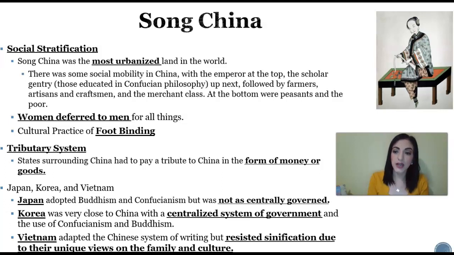Korea was very close to China in that they had a centralized system of government, and they also used Confucianism and Buddhism. So out of the three, Korea was probably the closest in terms of similarities to China. Lastly, you have Vietnam. Vietnam did adopt the Chinese system of writing, but they did resist what is called sinification due to their unique views on family and culture. Sinification is the adapting or the accepting of Chinese culture on a non-Chinese group or an area or a region.